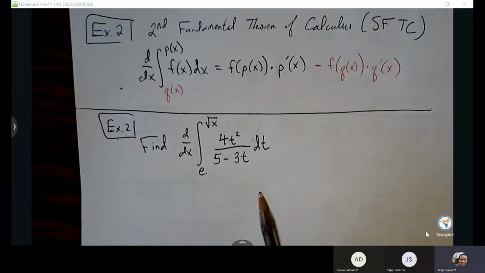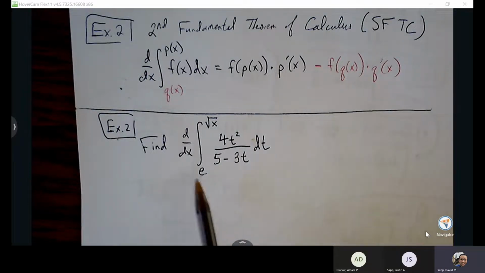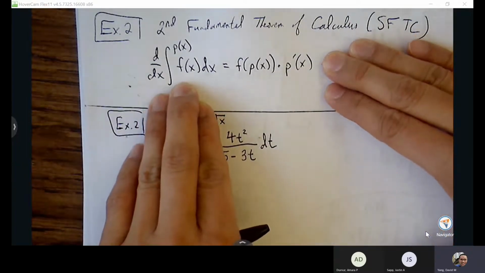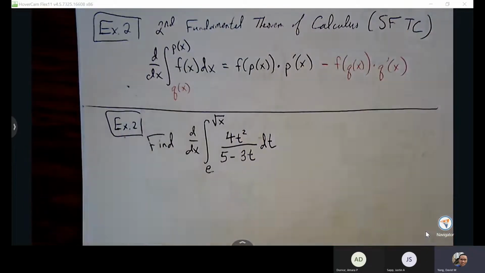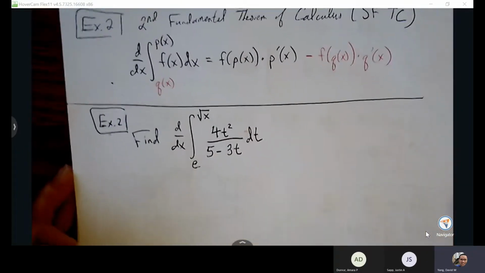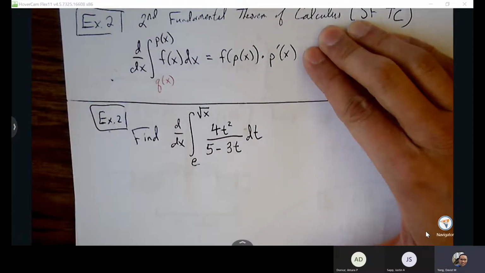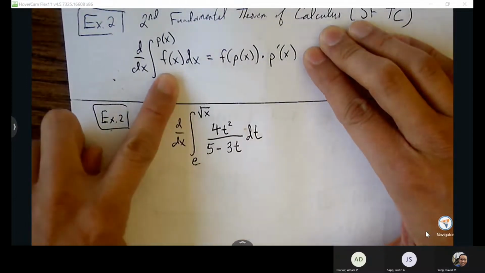Okay, so for this problem, will we need to involve the lower bound? No. E is a number, so that's a constant. So it's as if we don't worry about the lower bound. It's only the upper bound because only a variable is going to last until the end of the problem. So we're really only looking at this piece right there.